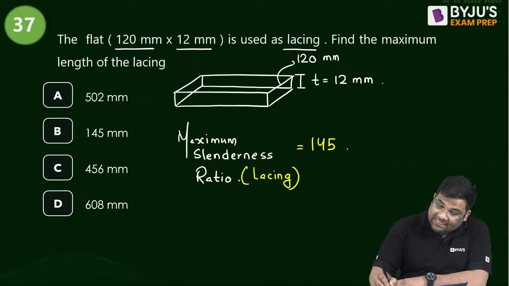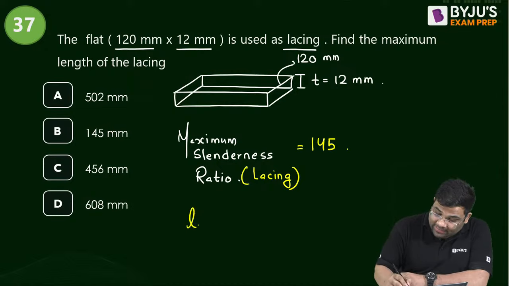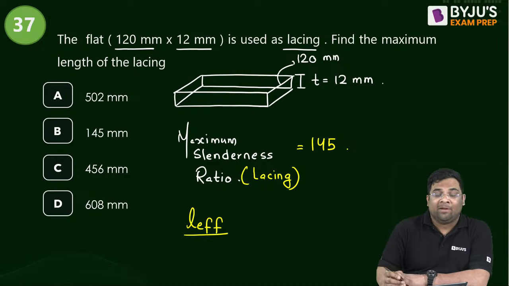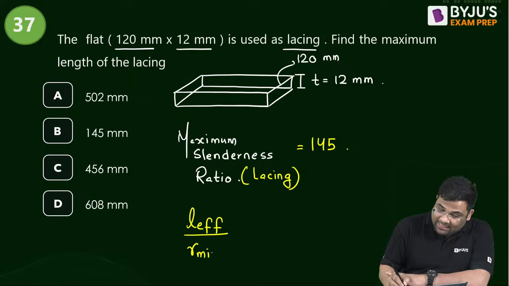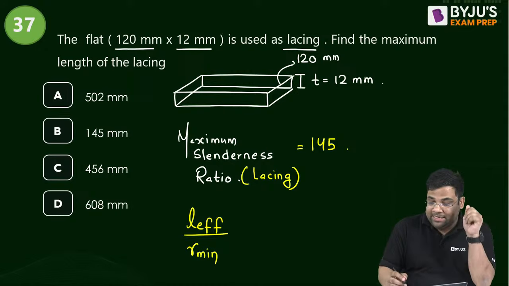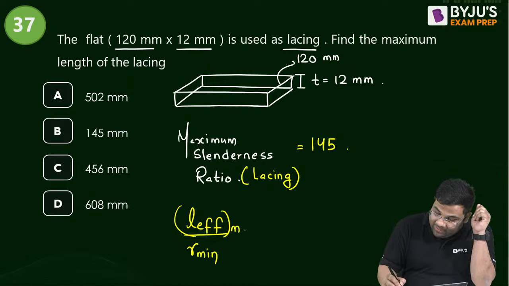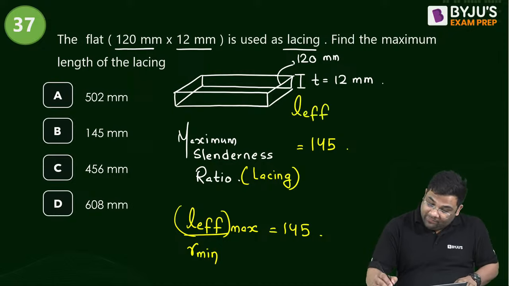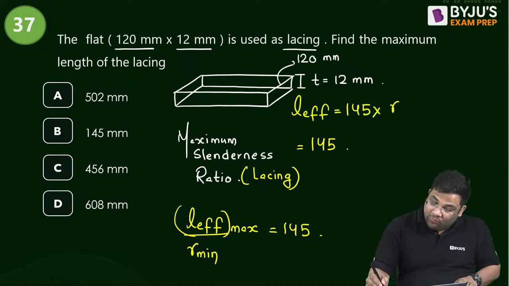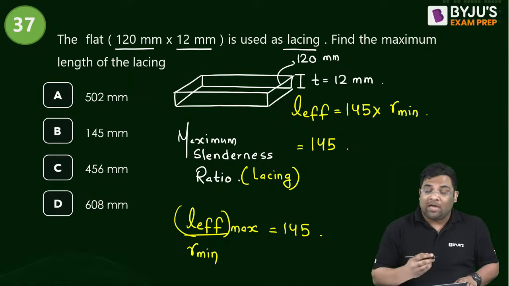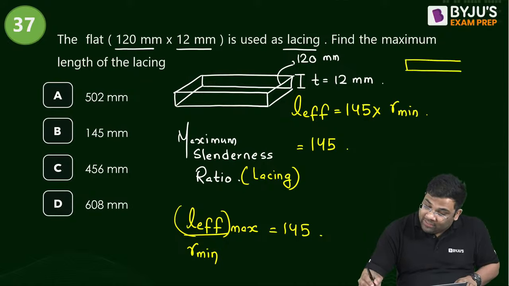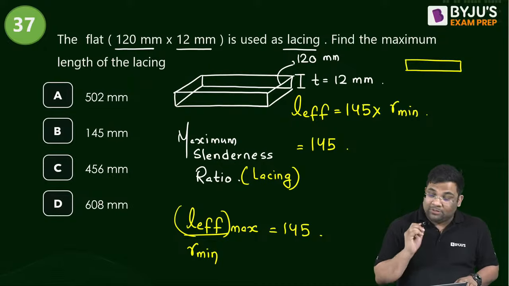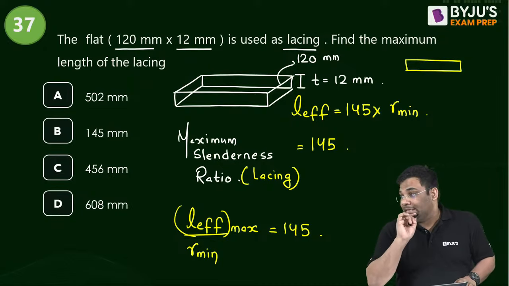145. Very good. And slenderness ratio is the effective length of that particular member divided by the minimum radius of gyration, right? So the maximum length divided by the minimum radius of gyration is equal to 145. So from here I can get that L effective is equal to 145 into r minimum. Now how to find out the r minimum? You see the cross section of this particular lacing, yes?